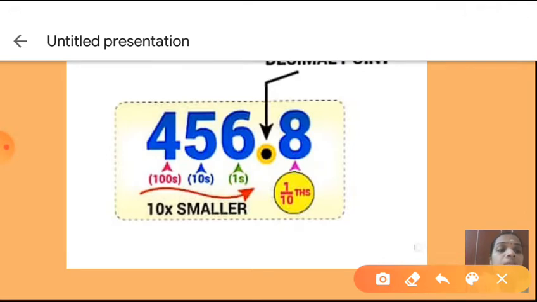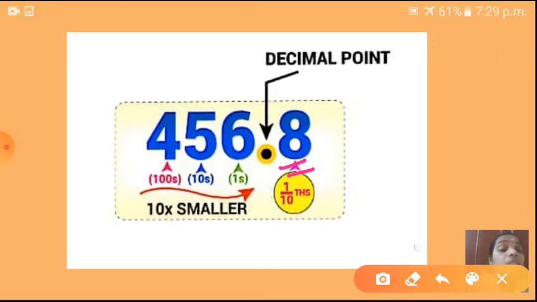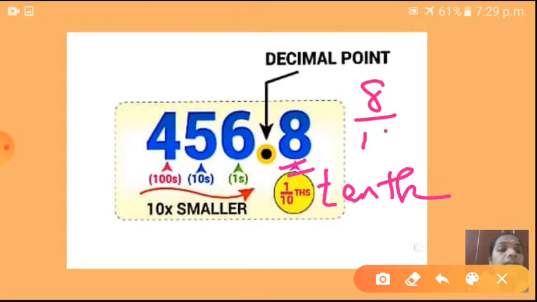Okay, and here the decimal point is there, and this number. After the decimal point, which number is there? 8. Can you say what is the place of that number? Very good. The place of that number is tenth. The place of the number is what, children? Tenth. How can you write this number? Yes, 8 upon 10. Can you say what the value of 8 upon 10 is?